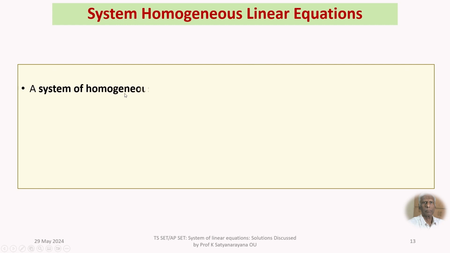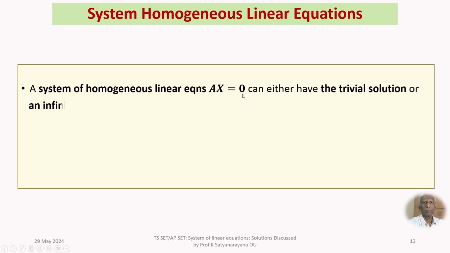A system of homogeneous linear equations, how will that be? Because it is homogeneous, Ax is equal to 0, not Ax is equal to B. B will be 0. So Ax is equal to 0 can either have the trivial solution or an infinite number of solutions. Trivial solution means unique solution. There is no question of inconsistency, there is no question of having no solutions. So either it will admit a trivial solution, a 0 solution, or an infinite number of solutions.